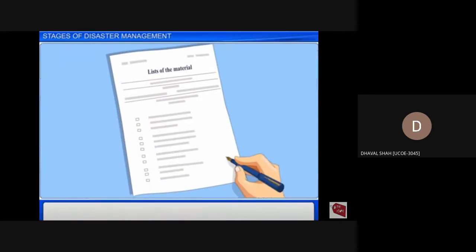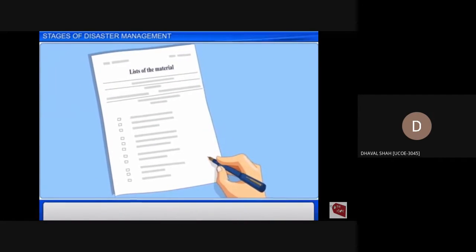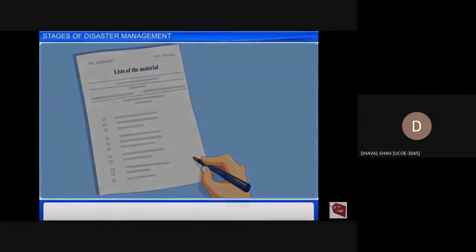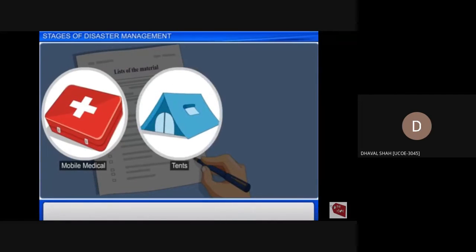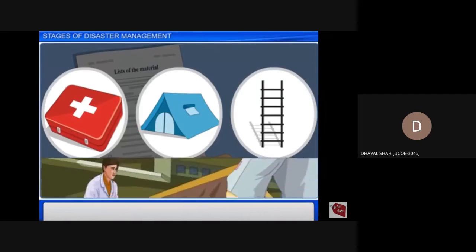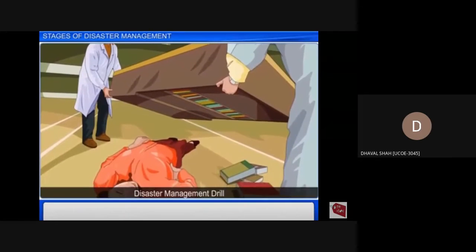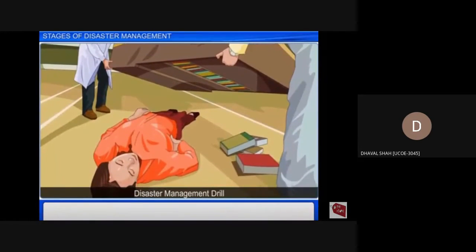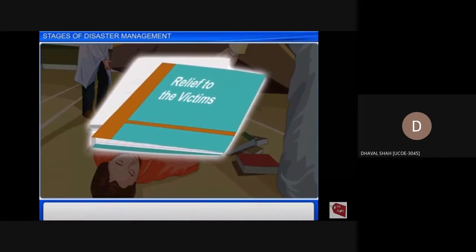Another important part of this stage is the advanced preparation of lists of the materials and resources which may be required at that time. For example, mobile medical facilities, tents, rescue equipment, and so on. Once these plans are in place, the people should be trained to respond to the situation through mock drills, training, and practice. The next stage deals with bringing relief to the victims.